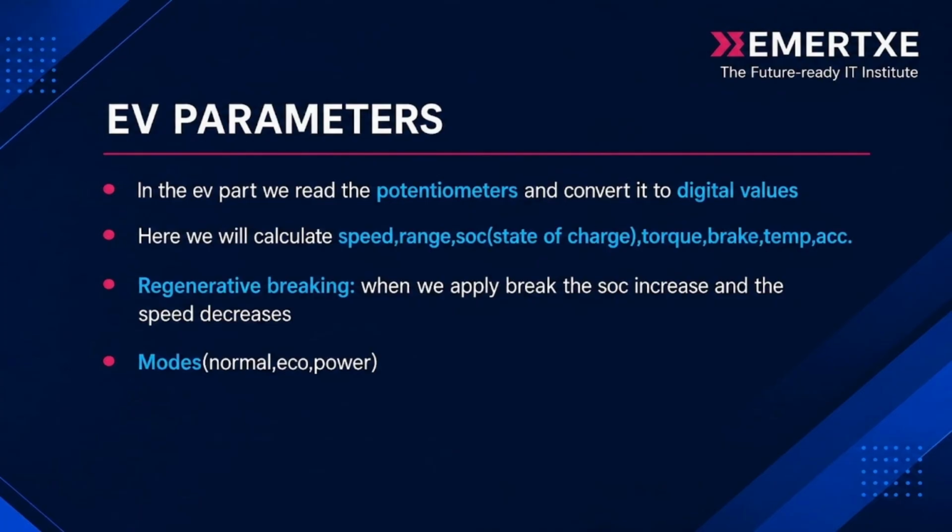Now the EV parameters. In the EV part, we read the potentiometers and convert them into digital values. Here we will calculate speed, range, SOC (state of charge), torque, brake, temperature, and acceleration. In the EV parameters, regenerative braking is the important one. When we apply the brake, the SOC increases and speed decreases. The modes are normal mode, eco mode, and power mode.